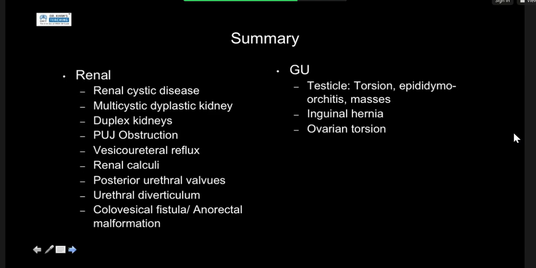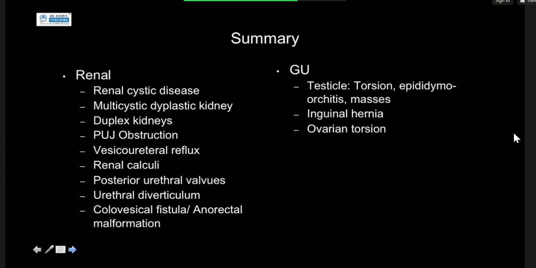It's a lot to take in, but we've looked at renal cystic disease and differentiating multicystic dysplastic kidneys from obstructive uropathies, as well as autosomal recessive and dominant polycystic kidney disease. We've talked a bit about duplex kidneys and PUJ obstruction and other urological presentations such as posterior urethral valves and renal calculi.